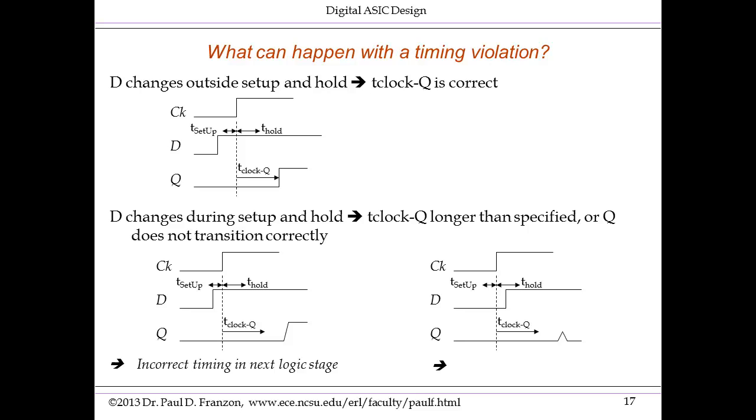On the right-hand side, we look at the situation where D is changing quite late during the setup and hold period. What could happen here is that Q might not change correctly at all. You might see a small bump, you might not see any change at all. And thus, Q will be incorrect in the next clock cycle, leading to a logic failure in the design. If you're running Windows, it will be the blue screen of death.